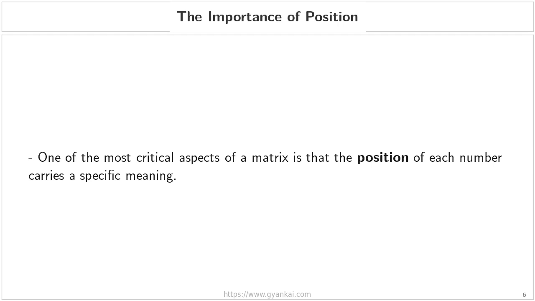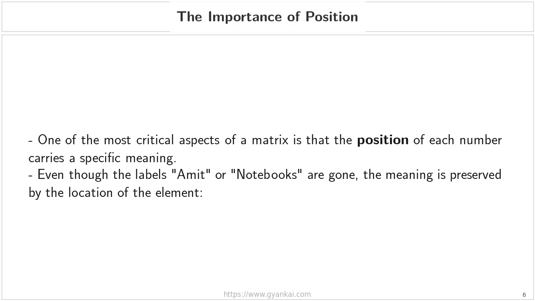meaning. You might be wondering, since we removed the descriptive labels like Amit or notebooks in the previous slides, how do we keep track of what the numbers actually represent? The answer is that the meaning is preserved by the exact location of the element within the structure.